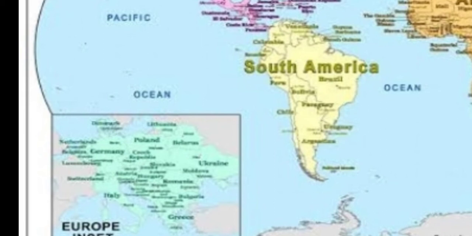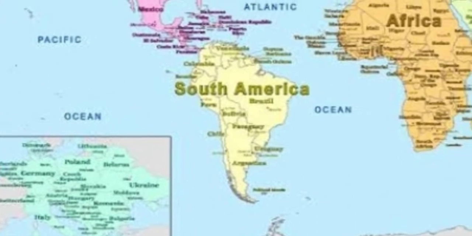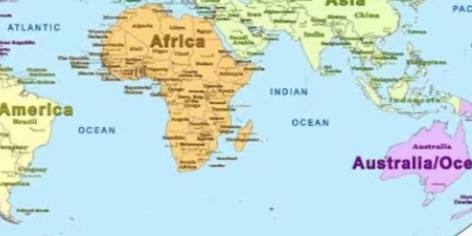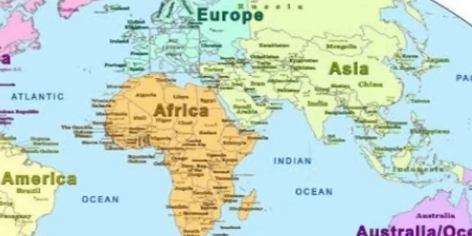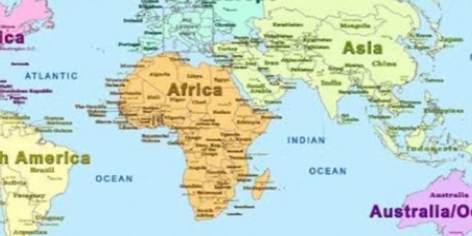Let us discuss Africa. This is the African continent. In Africa there are Liberia, Ivory Coast, Ghana, Nigeria, Guinea and Congo. These are the prominent countries where the equatorial region crosses. And this is known as the Congo or Zaire.